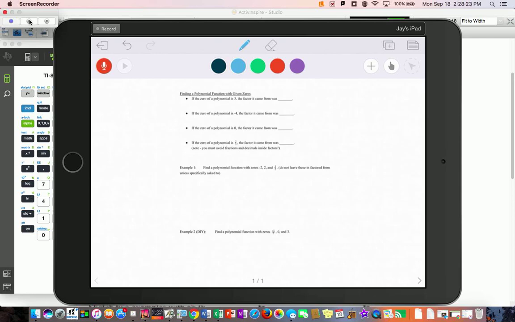All right, so working it backwards, if you know what the zero is, what factor did it come from? You simply write x minus the number. So x minus 3 is my factor. Then you write x minus negative 4. Most people will simplify that to x plus 4. And then here you would say x minus 0. And again, most people would simplify that down to just x. So those are pretty straightforward. Just write x minus the 0.